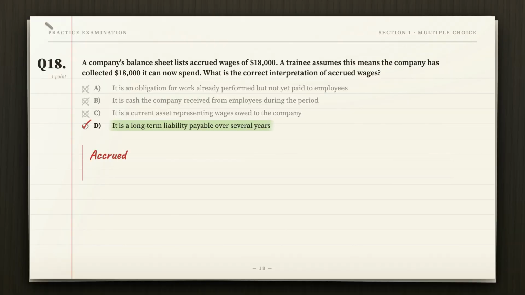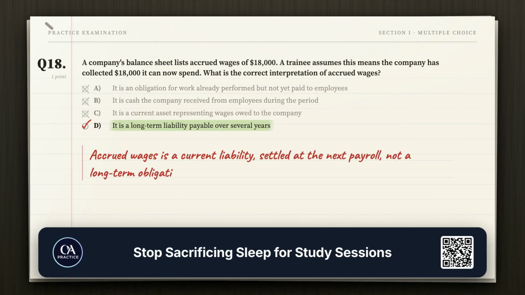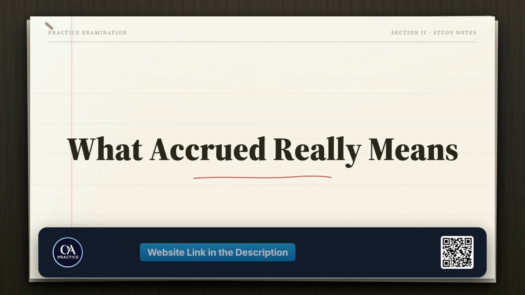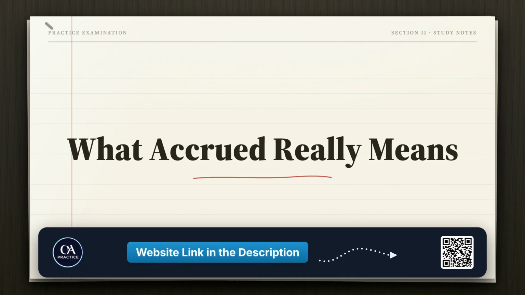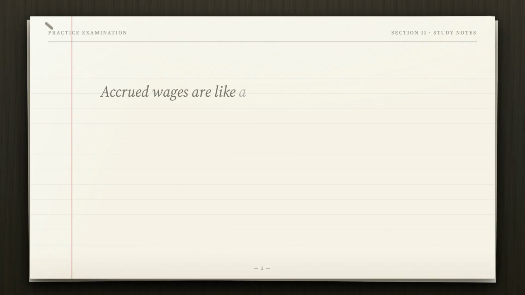D is wrong because accrued wages is a current liability settled at the next payroll, not a long-term obligation spread over years. The word accrued trips people up because it sounds like money coming in, but it actually means the opposite. An accrued expense is something the company already owes but hasn't paid in cash yet.